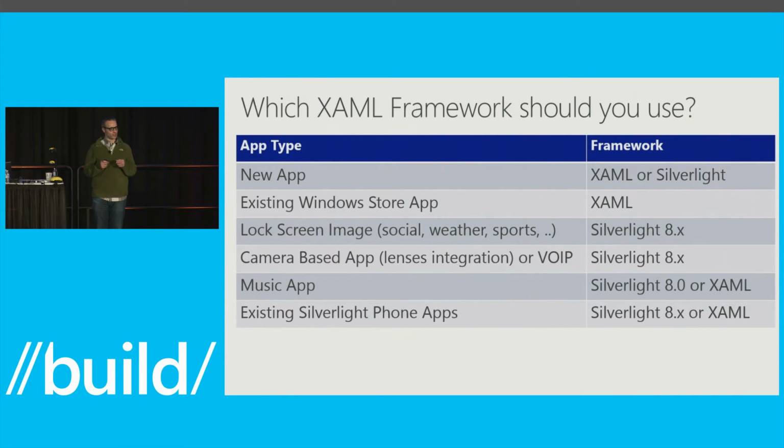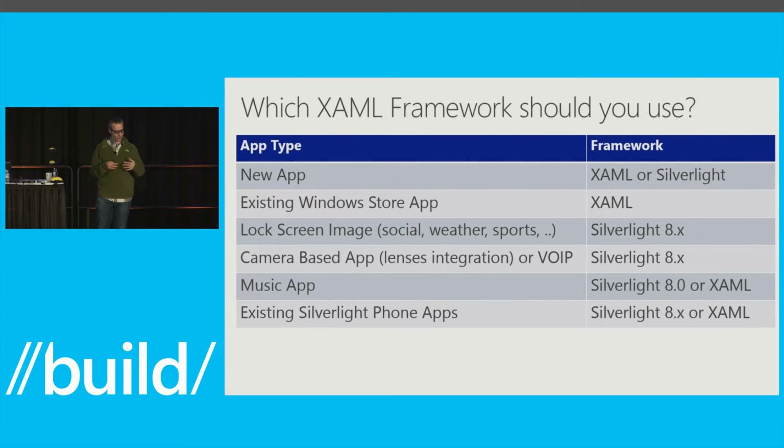Then there are the caveats, the things that are sort of missing from the XAML framework, and I'll call out a few here. Again, if you use a lock screen image, so a sport app, weather app, social app, and that's value you add in your app that you couldn't lose, stick with Silverlight 8.0 or 8.1. If you are a camera-based app or a VoIP app, again, you'll need to stick with Silverlight 8.0 or 8.1. Now, a music app is the odd one where you can't go to Silverlight 8.1, but you can be on either Silverlight 8.0 or XAML. And I say music app only if you need background audio specifically.